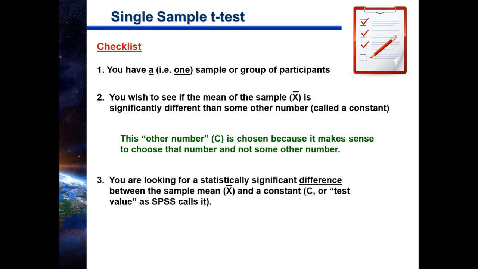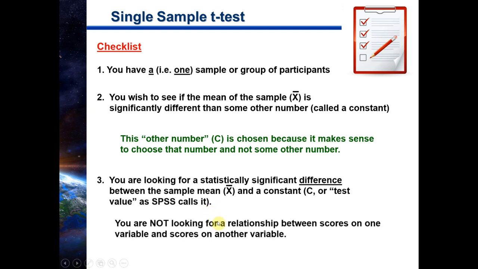Number 3, you are looking for a statistically significant difference between the sample mean that you calculated and that other number that you chose, the constant, or just C for short. Now, SPSS refers to the constant as a test value. It's just another example of SPSS making our lives just a little bit more difficult than it needs to be, but that's what we have to work with.